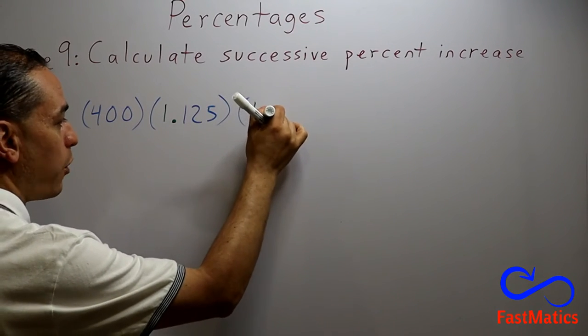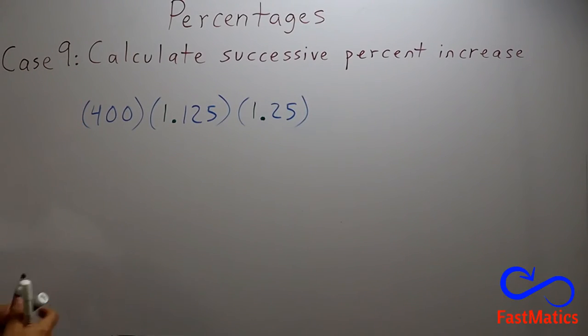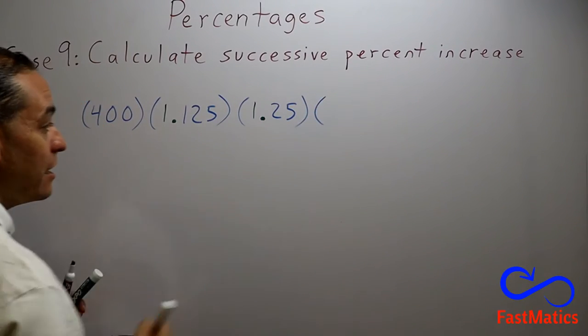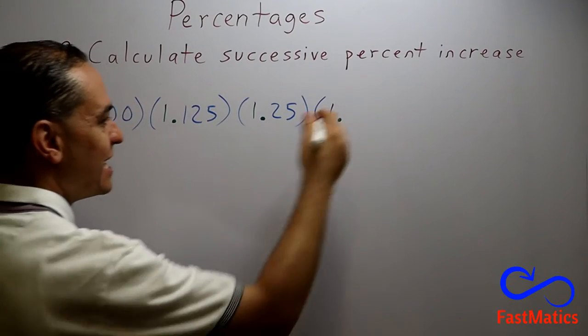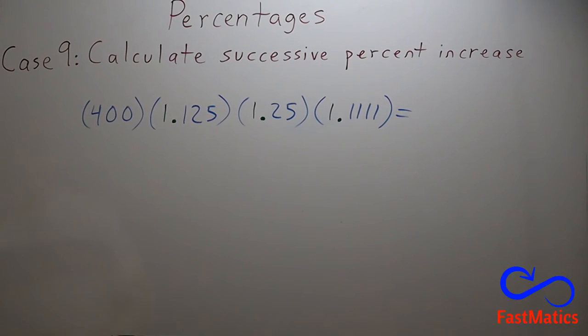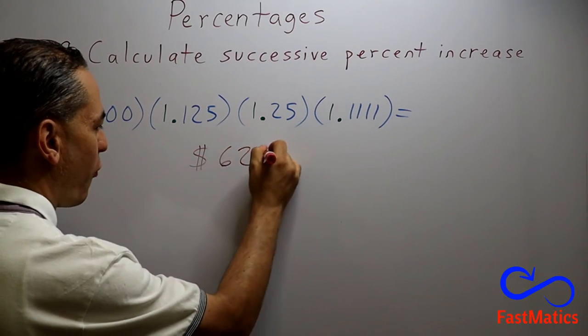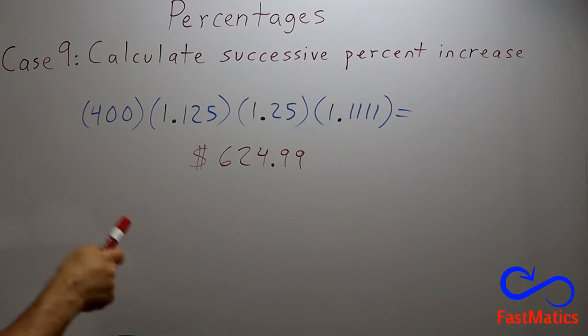So you write 1.25. And after that, we had an increase of 11.11%, we write 1.1111. It is very, very easy. And the final answer is $624.99 for this flight ticket.